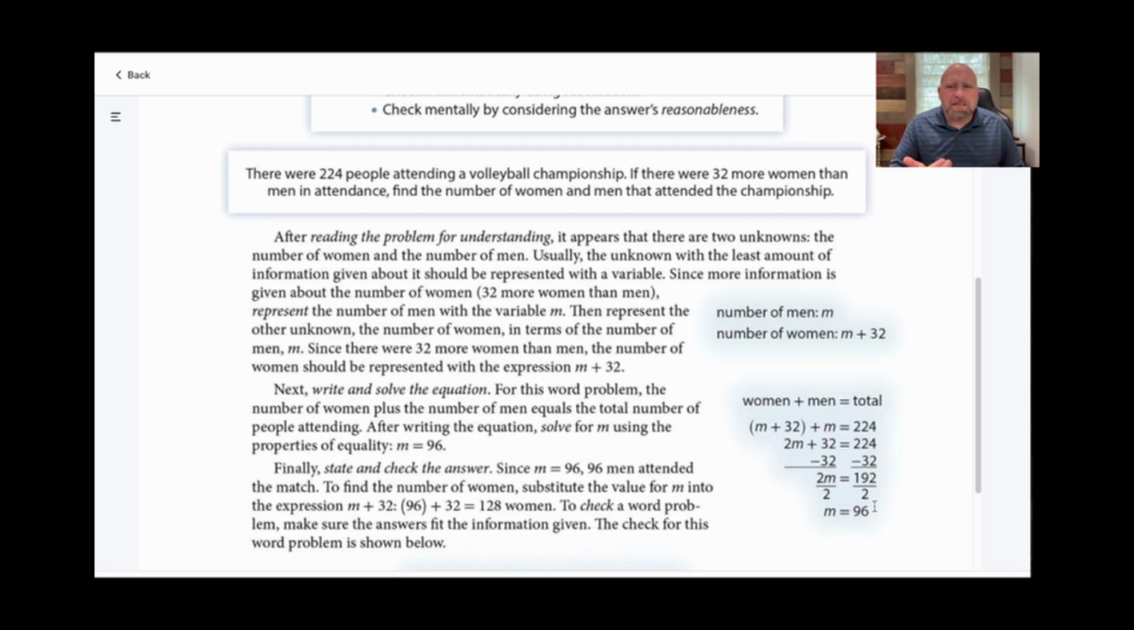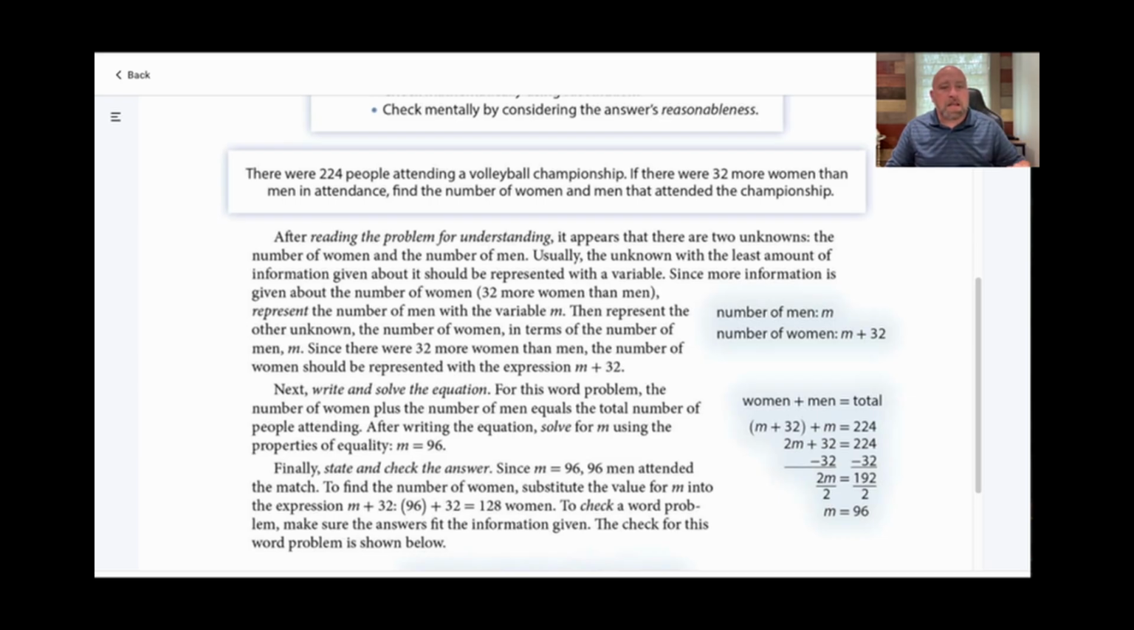Now you might say, 96 men. Okay, so that's my answer, right? That's part of your answer. We also have to put how many women were at the tournament. So we would need to go back into this and say, okay, now my men is 96. So now how many is my women? I would just do 96 plus 32. And that's right here, over here in the bottom paragraph. And you see the m plus 32 is 96 plus 32, which means that there were 128 women at the tournament. Then you would go back in and check that and hopefully get the correct answer.